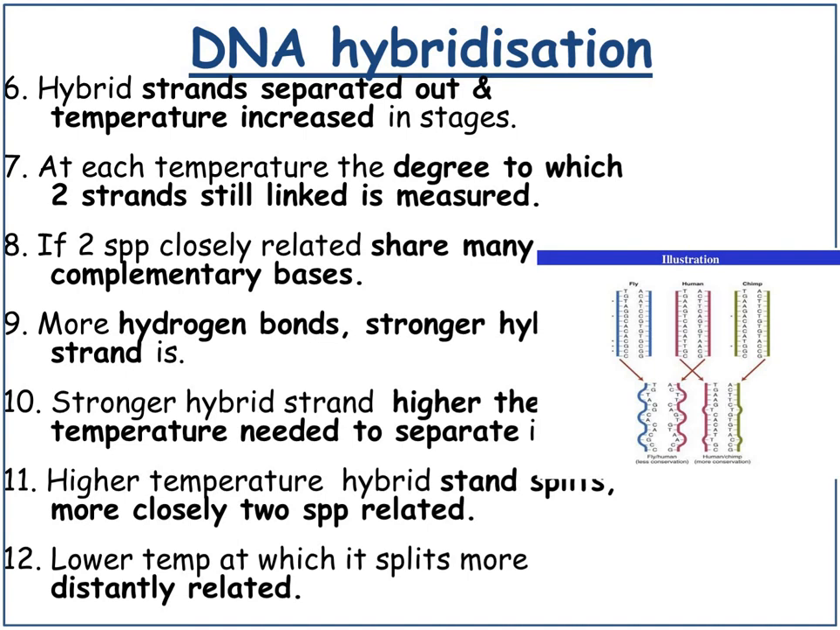So basically, if you have two similar species, they will have more similar complementary bases, so there'll be more hydrogen bonds, therefore it'll take a higher temperature to split them. If they're distantly related, they'd hardly have any base pairs which match, therefore it won't take a high temperature because there won't be very many hydrogen bonds linking them together.